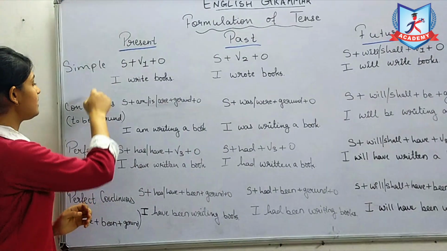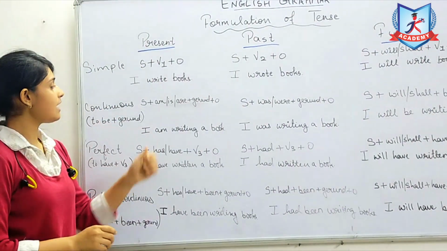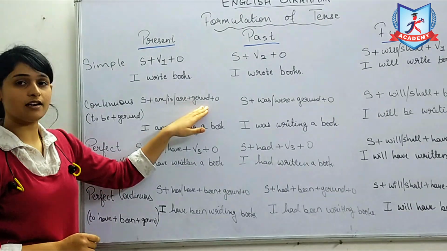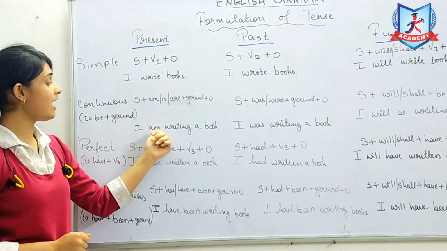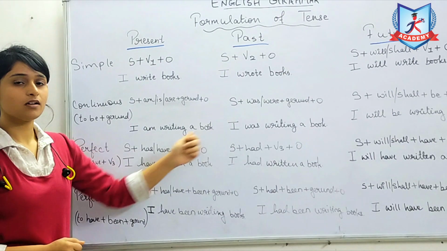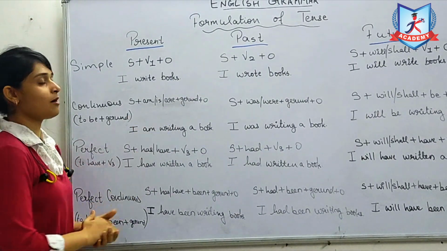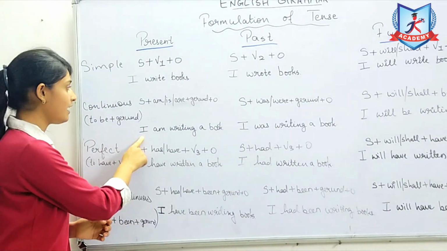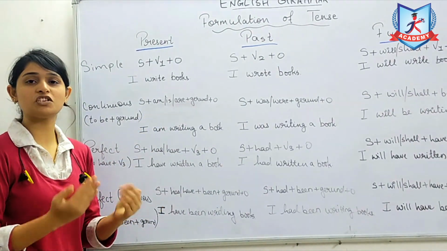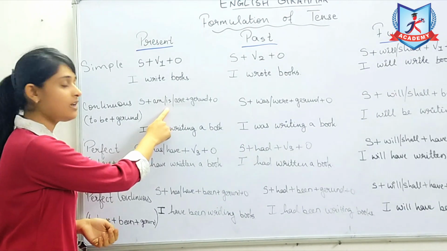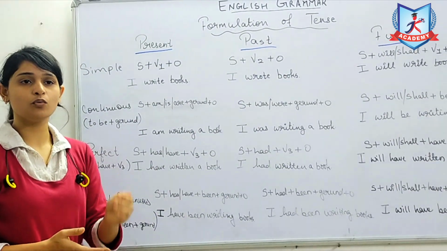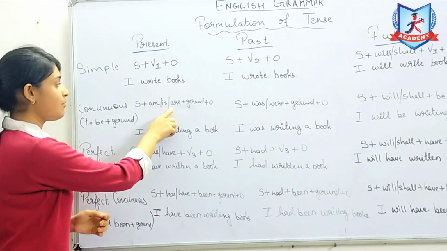Starting with present continuous tense, formula has subject plus am, is or are plus gerund plus object. I am writing a book. Now am is are, आपको पता ही है that changes based on the subject. यहाँ पे I है, that is why I am using am. अगर he, she, it होता तो I would be using is. और अगर third person है, that is you, we or they, so at that time I would use are.